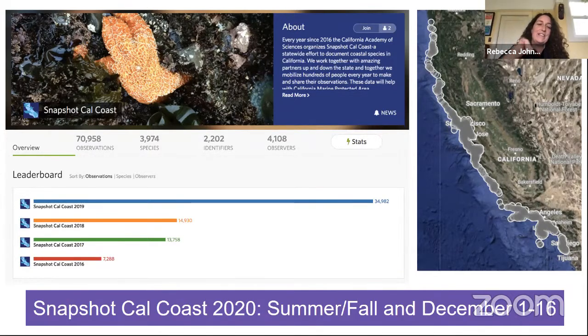And so Snapshot CalCOAST 2020, this year for the summer and fall, instead of asking people to go out over just 2 weeks in June, because many beaches, of course, still have restrictions, or some beaches are still closed and many of them have parking restrictions.